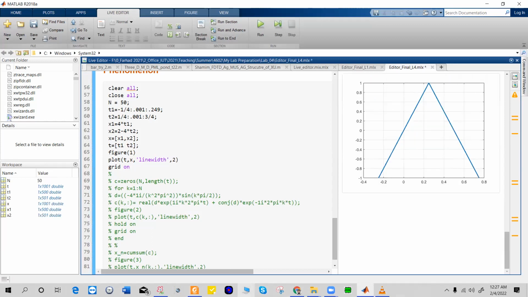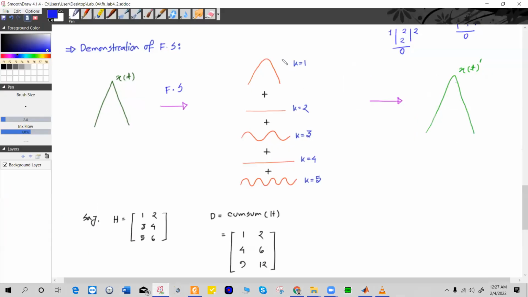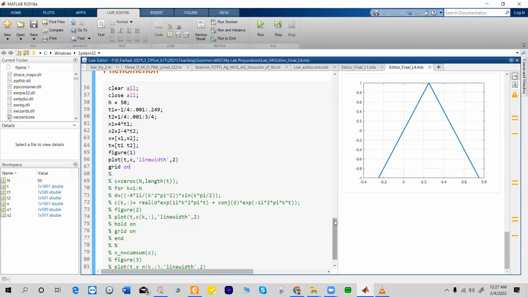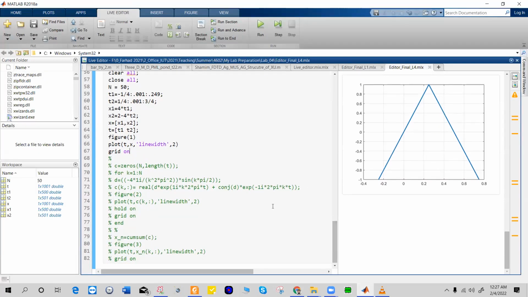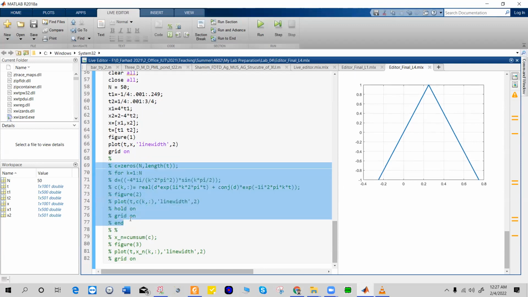Now what is our next goal? Our next goal is to find out, for different frequencies, what is the signal? Or the thing is, we try to find out what are the frequency components available in this signal. Okay, so let's move. Let me first run this section.